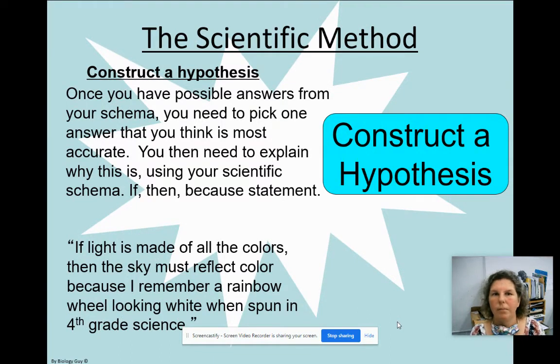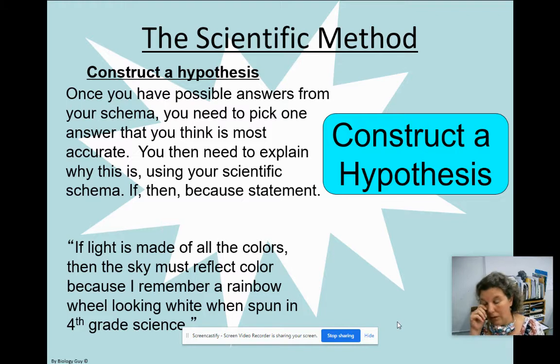So once you have picked possible answers from your schema, which is background knowledge, you will need to pick one answer that you think is most accurate. Then you need to explain why. So basically we use a statement called an if, then, because statement. So let's use the question, why is the sky blue? So if I were making a hypothesis, I might say if light is made of all colors, then the sky must reflect color, because I remember a rainbow wheel looking white when spun in fourth grade.